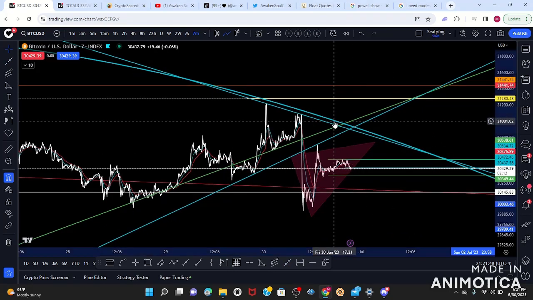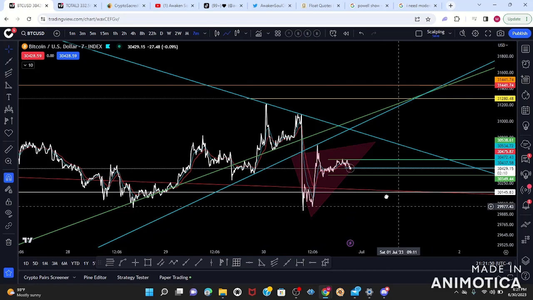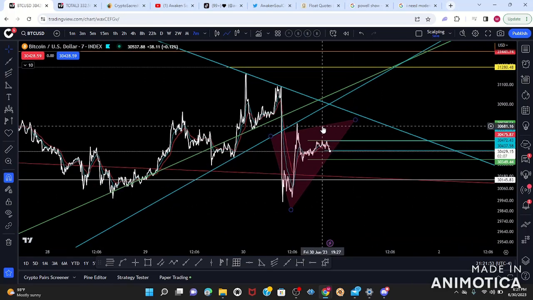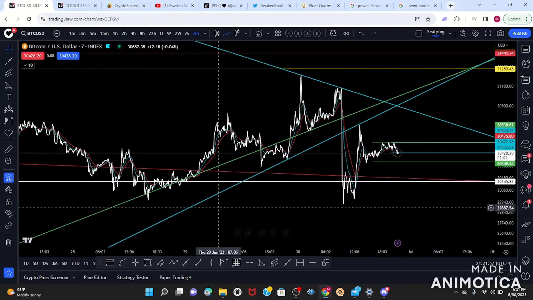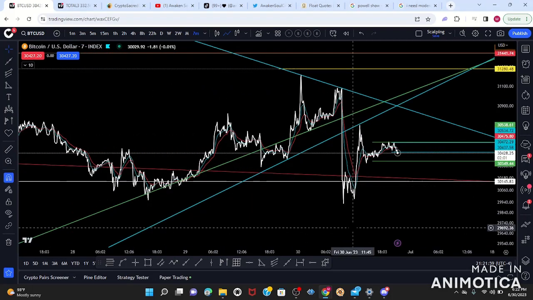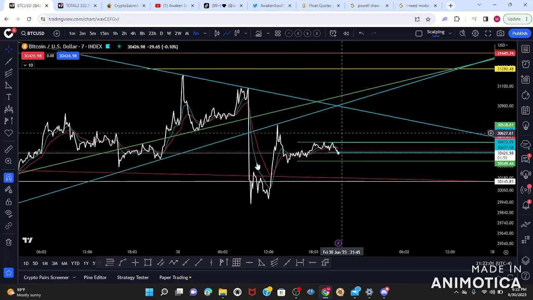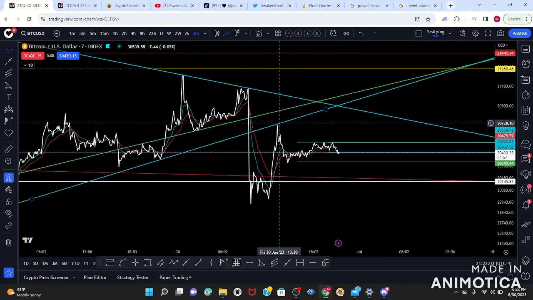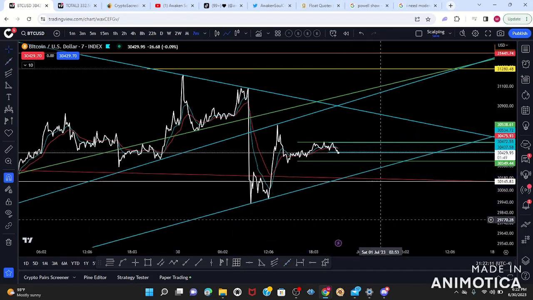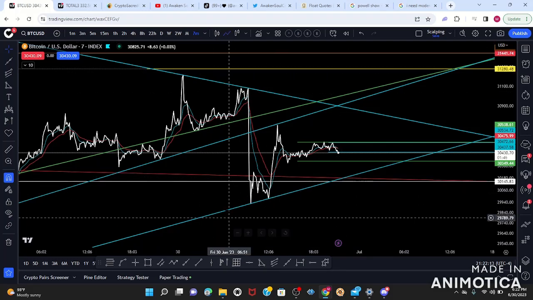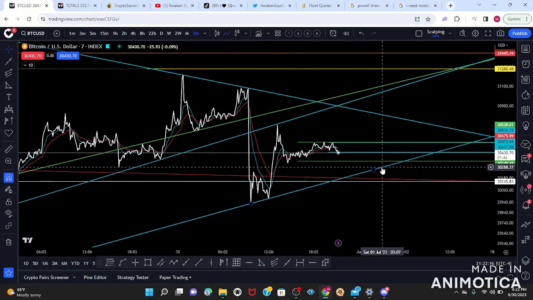Okay, I'm going to erase this possible inverted cup. So just right here, right? Like I said, we came up, we broke down, we retested. You can see a clear retest here, and possibly a downtrend from here. So my next big support is going to be this trend line, guys. This beautiful trend line, based on this one touch, two touches here.